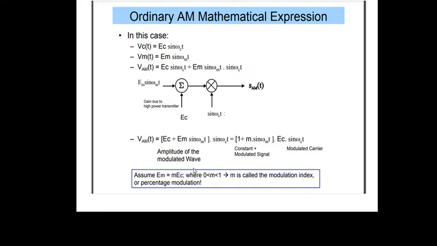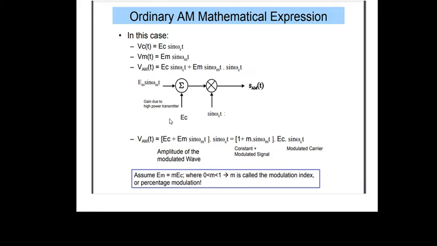Then what is the mathematical expression for this double sideband? The carrier Vc of t in the time domain is Vc sin omega c t, where omega c is the angular carrier frequency. Then the modulating signal Vm of t is Em sin omega m t, where Em is the instantaneous peak amplitude. So the total voltage of amplitude modulation, or double sideband, is Vc sin omega c t plus Em sin omega m t, into sin omega c t.